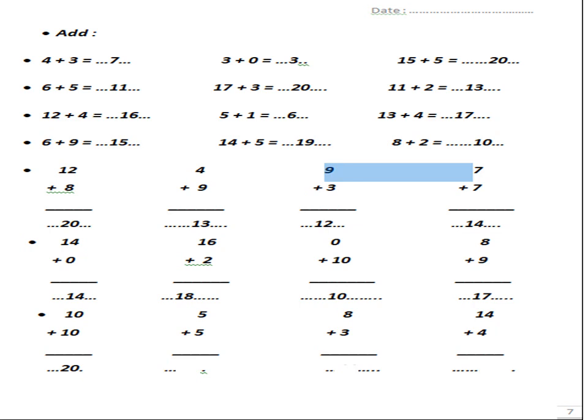5 and 5, we have 5 fingers and 5 fingers, so we have 10 fingers, so the answer will be 10. 8 plus 3, 8 in your mind, 3 in your fingers. After 8: 9, 10, 11, so the answer will be 11. 14 plus 4, of course 14 is the biggest number, so we keep 14 in our mind and 4 in our fingers. After 14: 15, 16, 17, 18, so the answer will be 18.